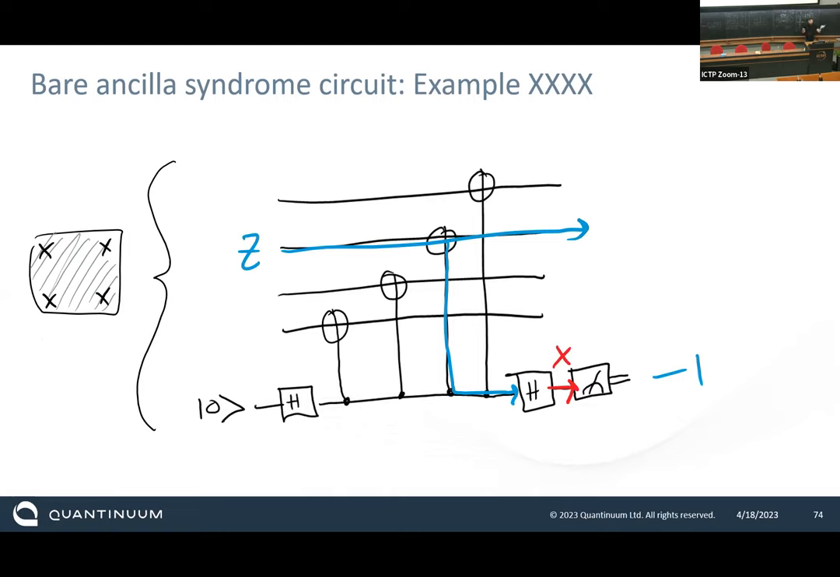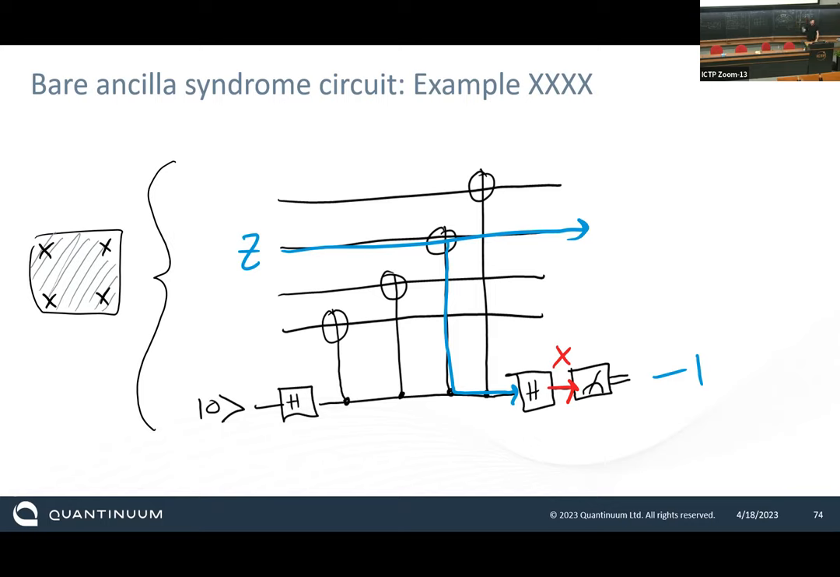So if we apply a Z operator, using the rules that we've seen before, Z will hit those targets and propagate down, and then it'll get flipped to an X operator. The Z measurements will pick up on X's. It'll look like a change in the measurement outcome. So we get a minus one.